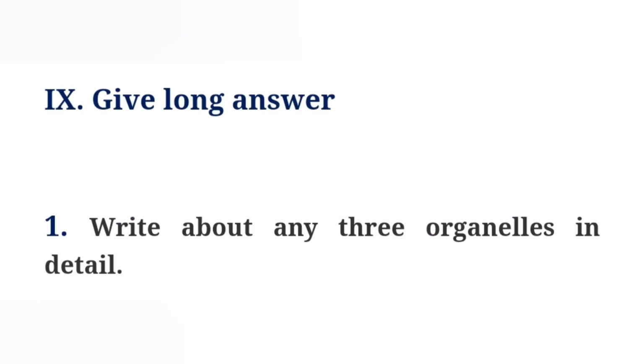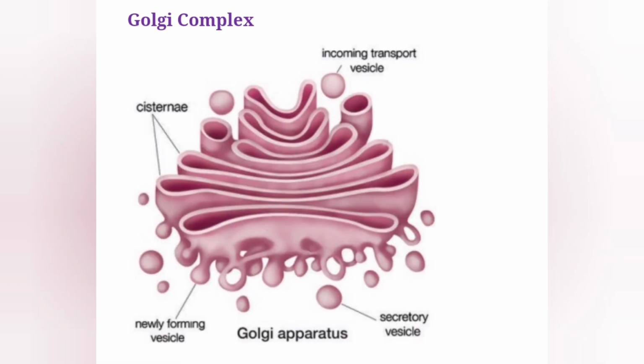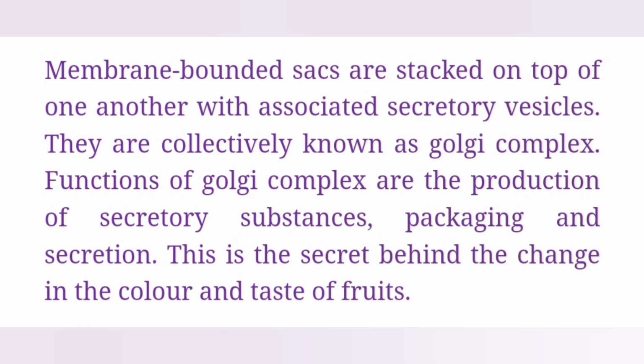Ninth Roman letter, give long answer. First question, write about any three organelles in detail. Answer, membrane bounded sacs are stacked on top of one another with associated secretory vesicles. They are collectively known as the Golgi complex. Functions of the Golgi complex are the production of secretory substances, packaging, and secretion. This is the secret behind the change in the color and taste of fruit.